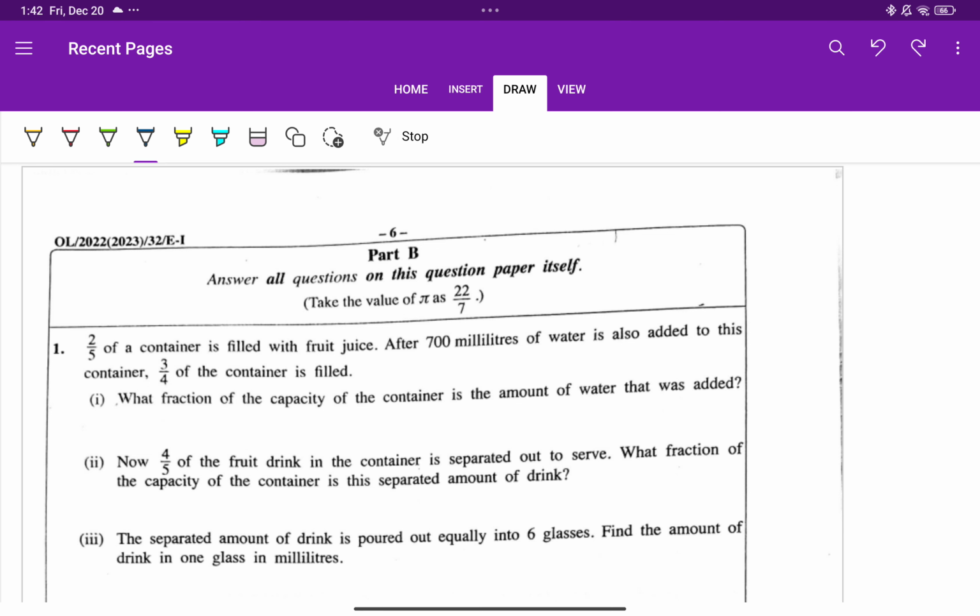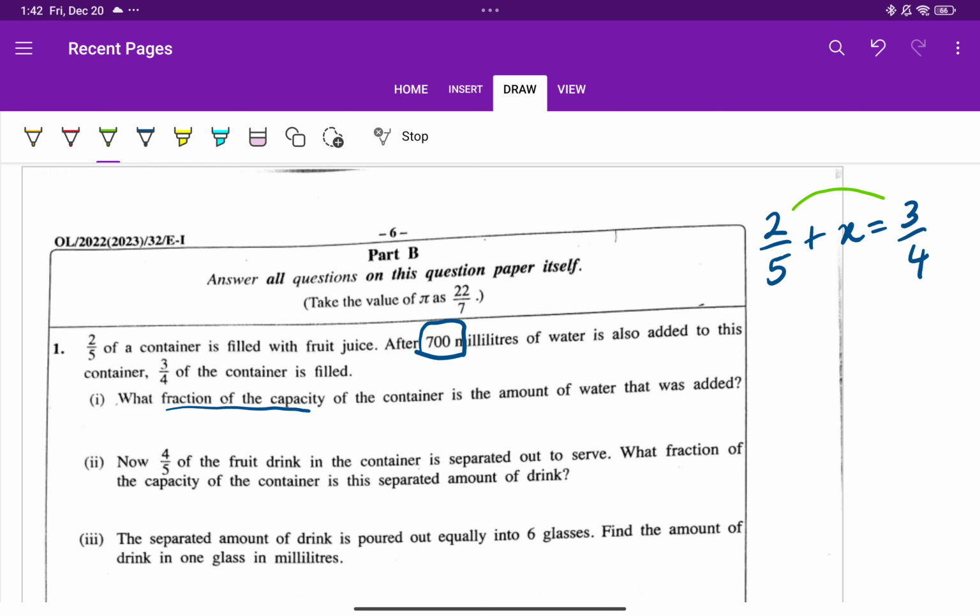2/5 of a container is filled with fruit juice. After 700 milliliters of water is also added to this, the container was 3/4 filled. So there was 2/5 of a container filled and they added some water and that became 3/4. We don't know the capacity, but they're asking us for the fraction of the capacity, so let's label it as x and let's find x.